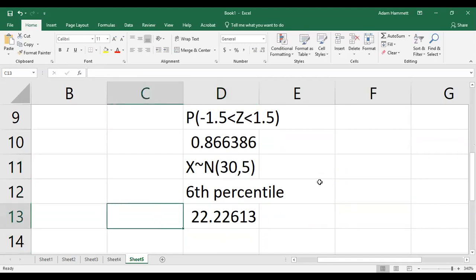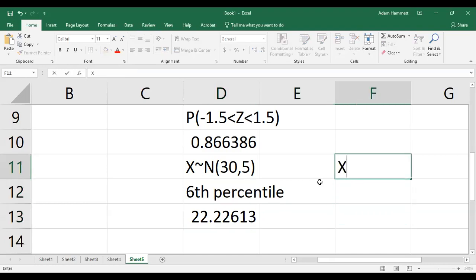So this means that basically the number 22.22613, 6% of the data sits below that. So this 22.22613 thing is the number at which 6% is below. Okay, in the other case, I had X distributed as normal with mean 3 and standard deviation 0.14.